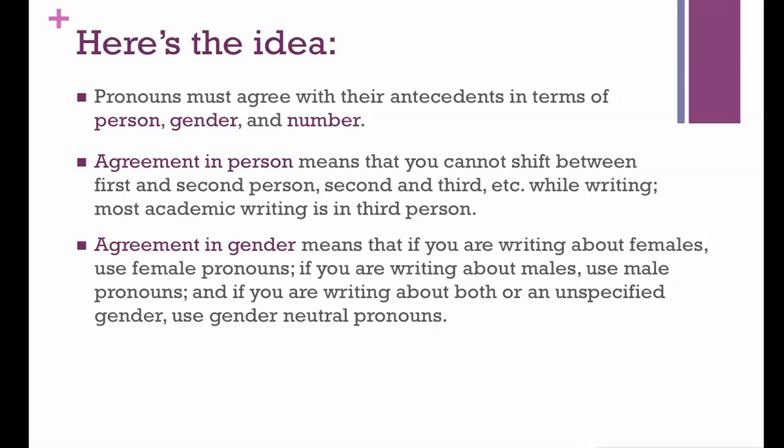Agreement in gender means that if you're writing about females, you need to use female pronouns. If you're writing about males, you need to use male pronouns. And if you are writing about both or about an unspecified gender, use gender-neutral pronouns. The easiest way to accomplish this is to stick with the third-person pronoun "they."